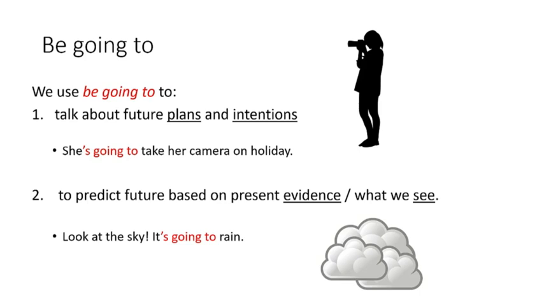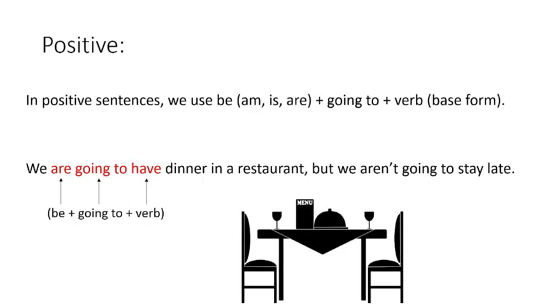So let's take a look. How do we get positive sentences? In positive sentences, we use the verb be in one of its forms, am, is, or are, plus going to, and plus the verb in its base form, or actually infinitive, bare infinitive. So we have an example here. We are going to have dinner in a restaurant, but we aren't going to stay late. So this is our plan, our intention. We're going to a restaurant and we say we are going to have dinner.